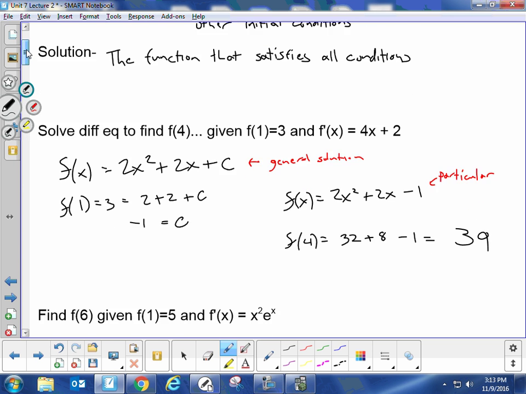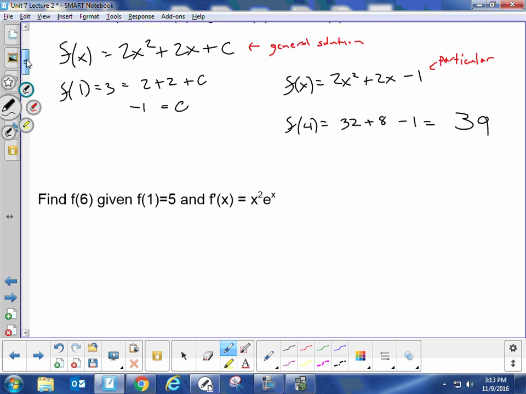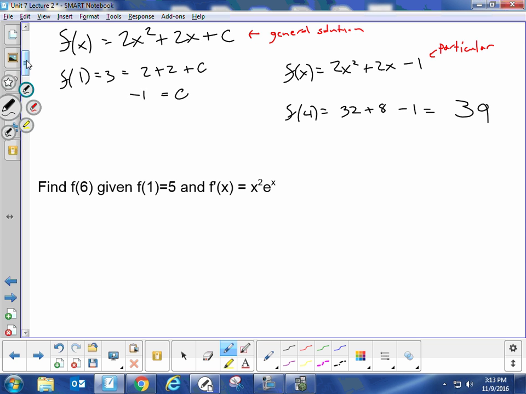Well, then let's go ahead and attempt to do this. Let's find f of 6, given f of 1 is 5, and f prime of x is x squared e to the x.